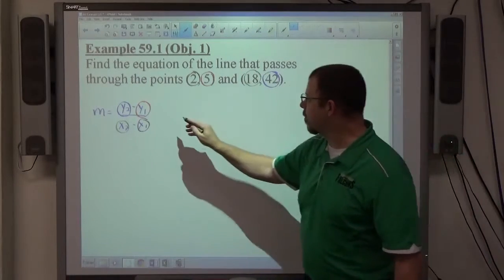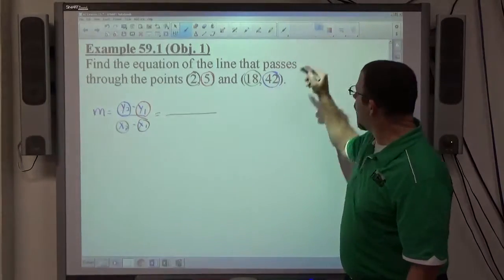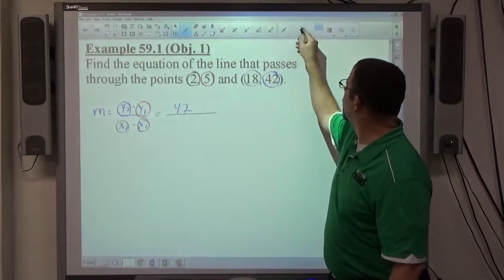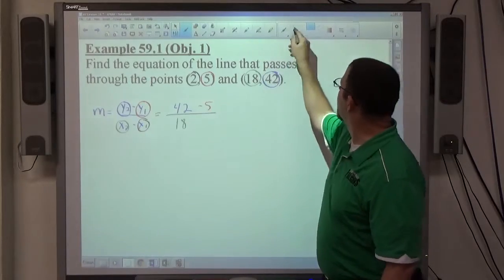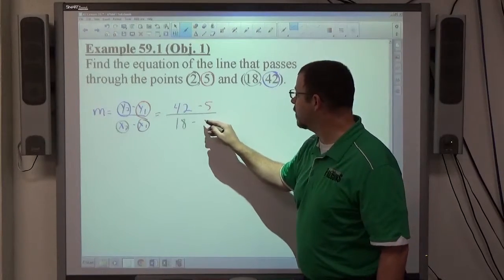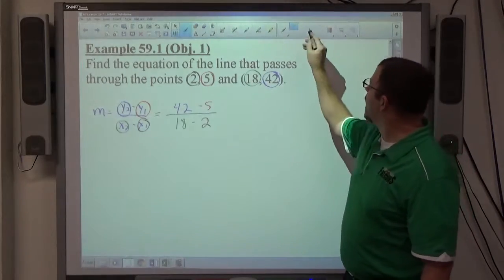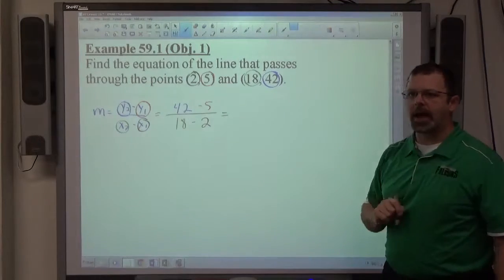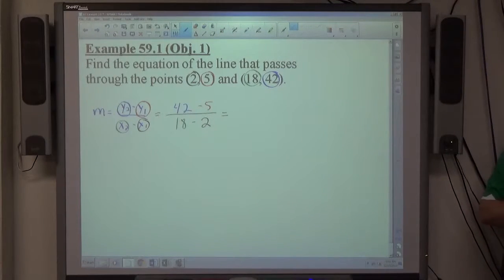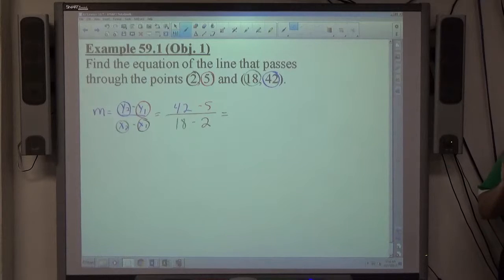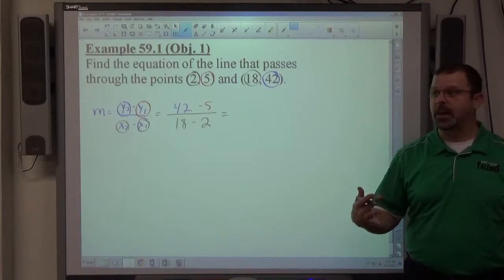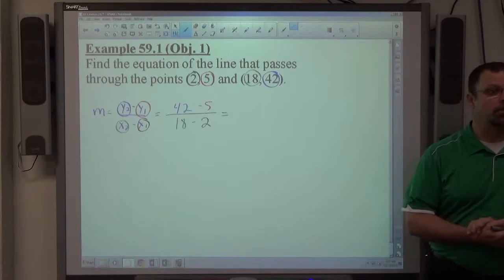If I apply the slope formula correctly here, y2 is 42 minus y1, 5, over x2, 18, minus x1, 2. And I do want decimal answers on every single one of the problems we're going to be doing in this section. The ones that look like this, give me decimal answers. If it's just find the equation of the line, this is what we've already done before. I prefer fraction answers, but for the sake of today's instruction, give me decimal solutions to these problems.